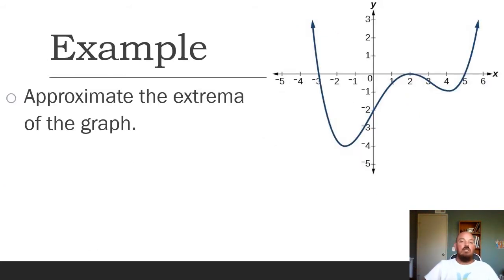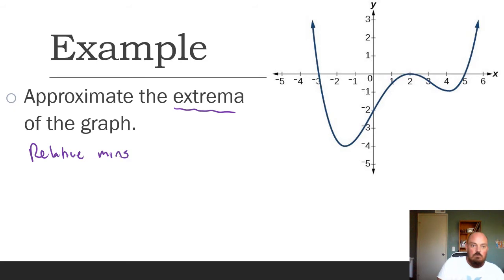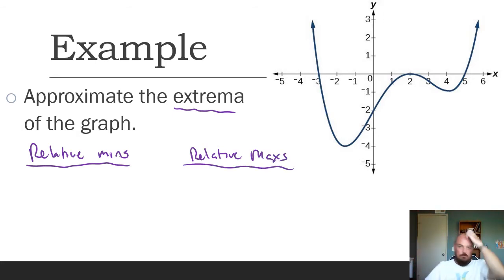All right, so let's approximate the extrema of the graph. So first of all, before I even look at the graph, we know that when I say the word extrema, it means find the relative minimums and maximums. So I'm actually asking you to do 2 things. So let's say the relative minimums we'll put here, and the relative maximums we'll put here. And now let's go find them.